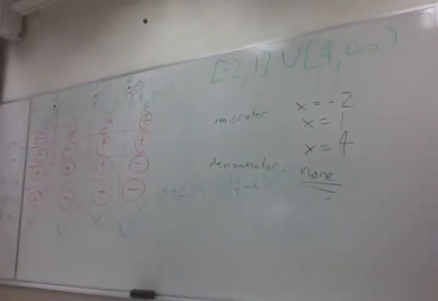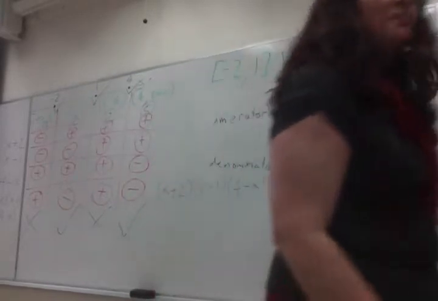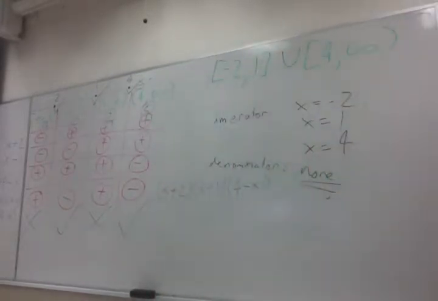If that place was a place where the denominator was 0, it would not be equal to 0 there. It would be a restriction on the domain there. It would not be a square bracket. Does that make sense? Any questions about this?